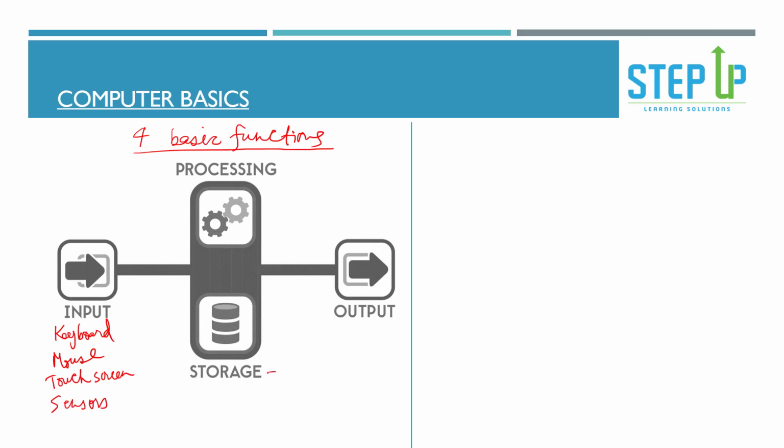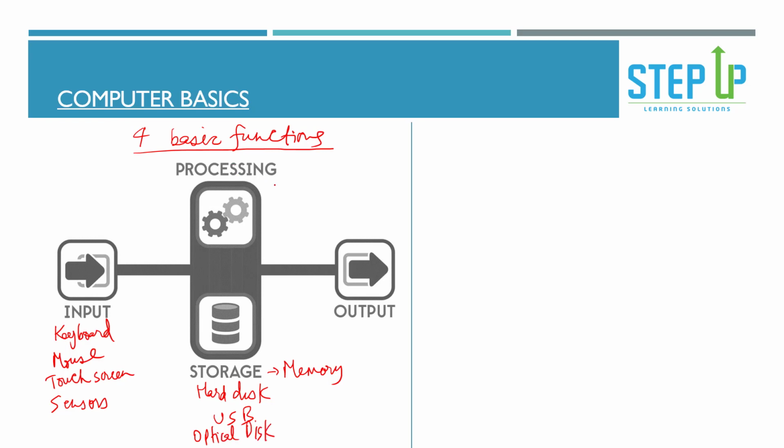Now storage is nothing but the memory of the computer. So what is really storage? It is basically the storing of information, right? So it could be in your hard disk, it could be your USB, or it could be your optical disk. So these are various storage devices.